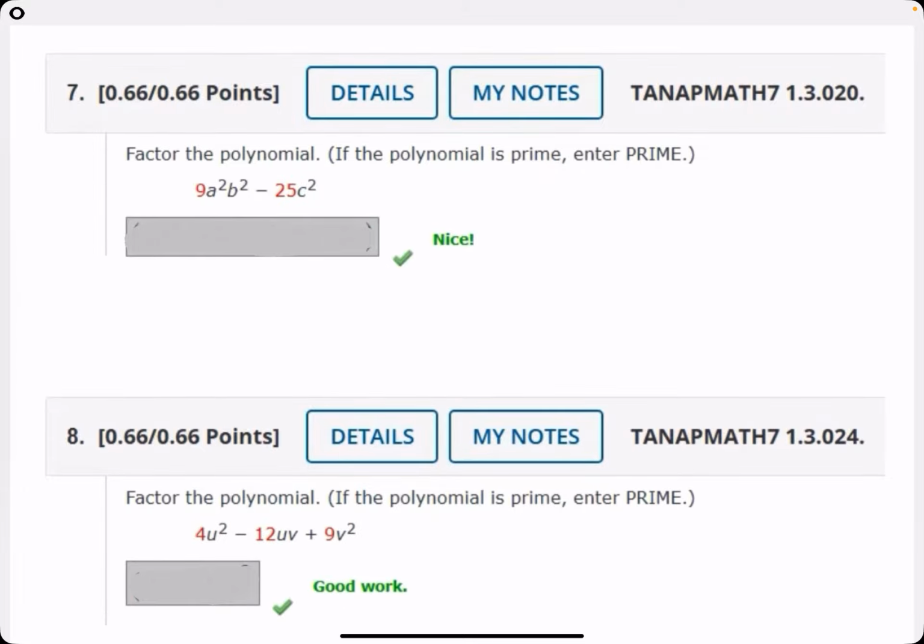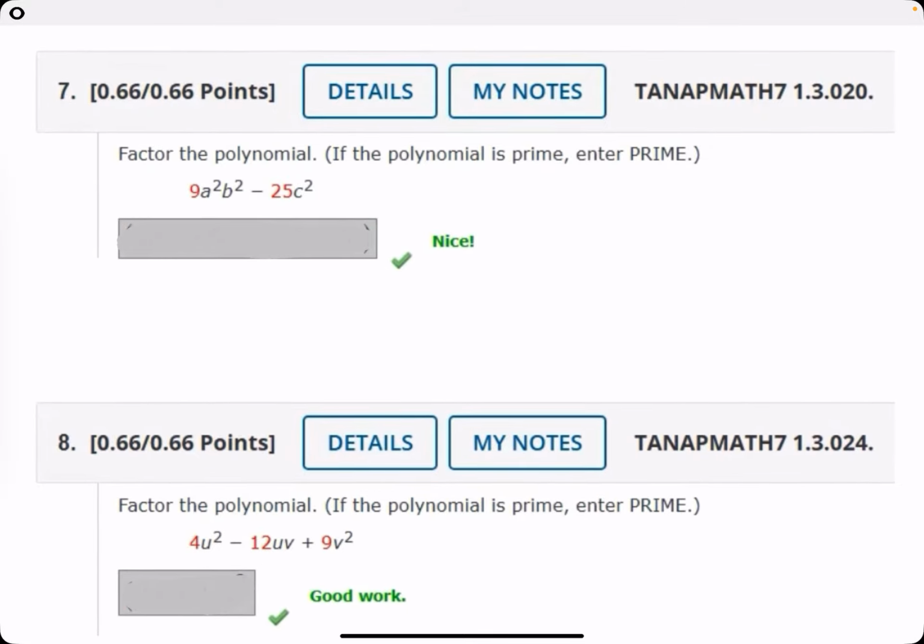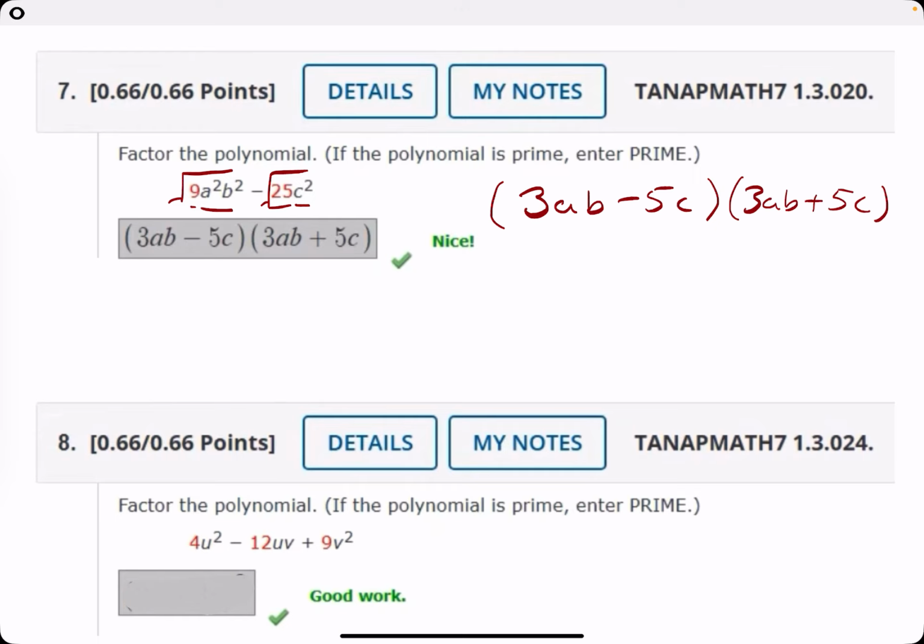All right, number 7, factor the polynomial. So now in this case, notice we cannot pull out a GCF, but it is still a difference of two squares. 9 is a perfect square, 25 is a perfect square, a squared, b squared, c squared, all perfect squares. So the square root of this is 3ab. The square root of this is 5c. So we have 3ab minus 5c, 3ab plus 5c. That's all there is to it.